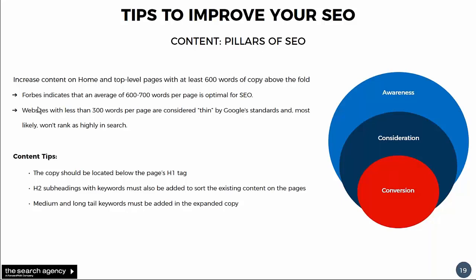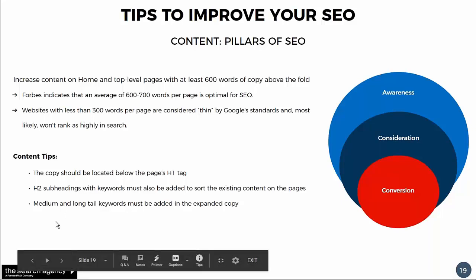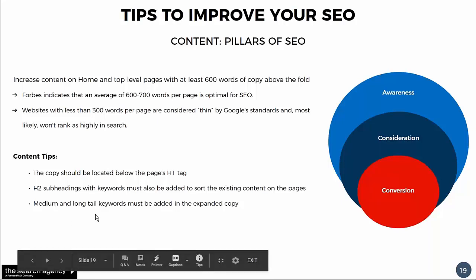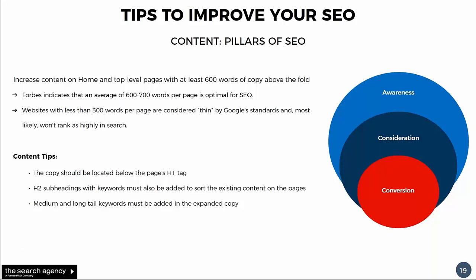What is Google looking for when it comes to thin content? Tips, we just covered this, but just as a refresher, make sure your copy comes right after the H1 tag. Introduce the topic, have the content to support the headline. H2s are subheadings. We talked about that, but this helps to sort the existing content on the pages. Medium and long tail keywords, those again were your long tail awareness, consideration, and purchase intent. Keep it long. It would also help you with voice search.